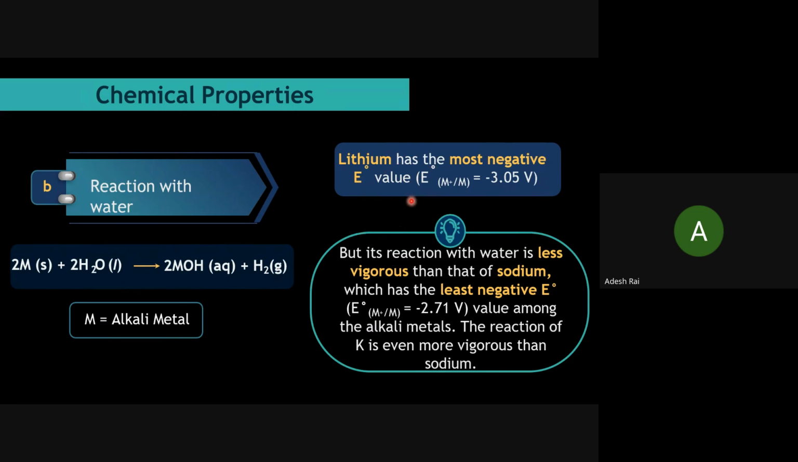So therefore, we say that even though lithium has the highest negative E naught value, so it should be the most reactive one, because of hydration it becomes stable. So it does not react as much. Is that clear? Are you getting my point? And therefore, because it does not react, its reaction is less vigorous compared to the reaction of sodium with water. First point: when hydration occurs, it becomes thermodynamically more stable.